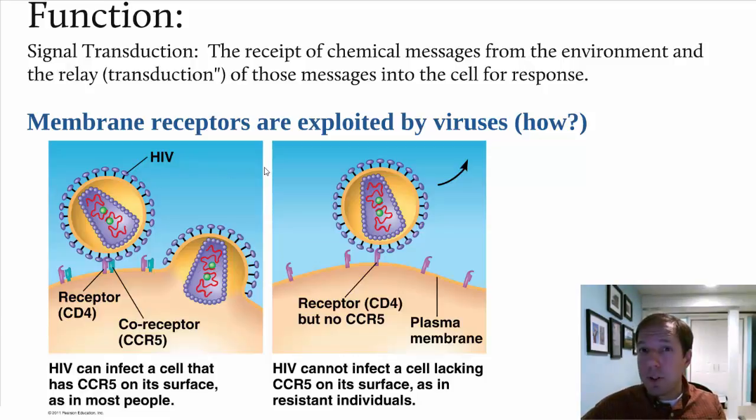These receptors are exploited by viruses. Viruses have similar types of signaling molecules on the surface of the virus that are going to attach to these receptor proteins on the surface of the cell. And so if the signaling molecule on the virus matches up with the receptor on your cell, then that virus will gain entrance into the cell and cause an infection.